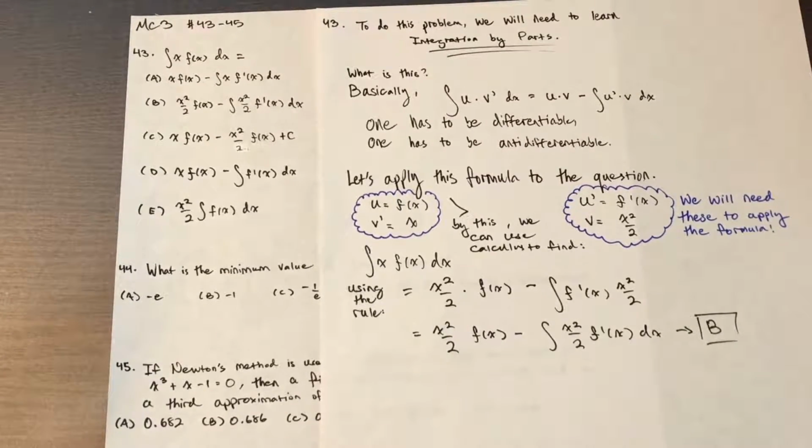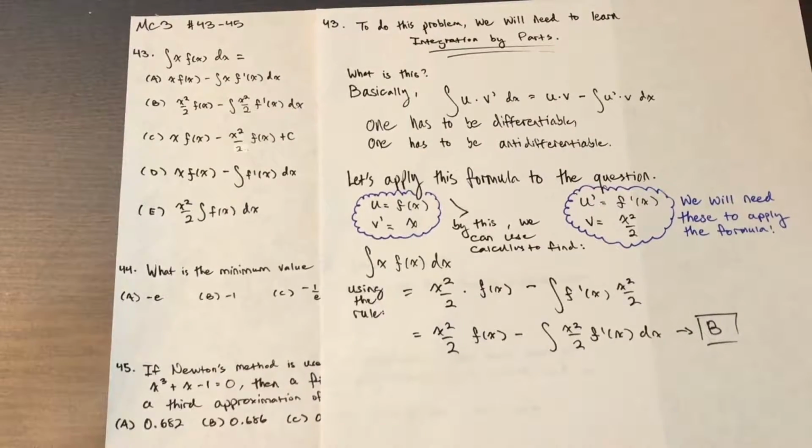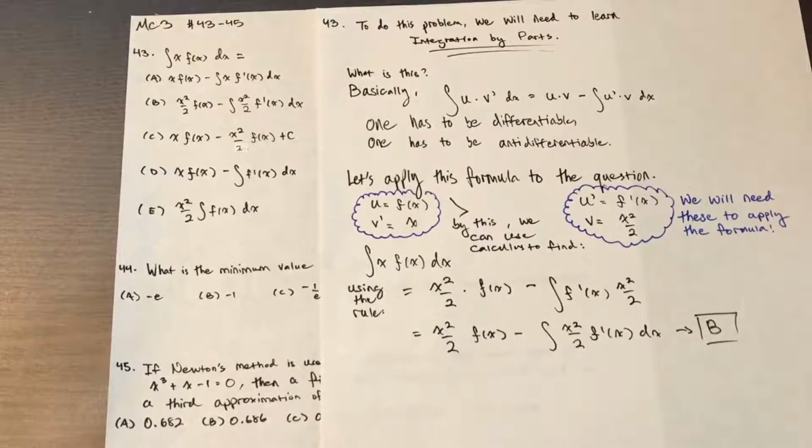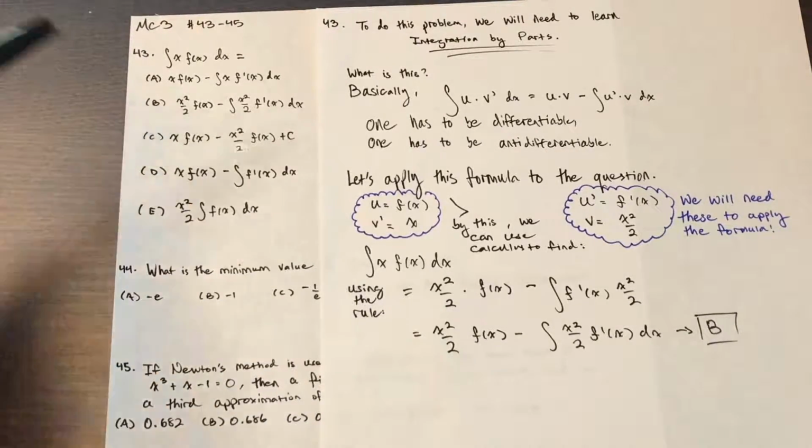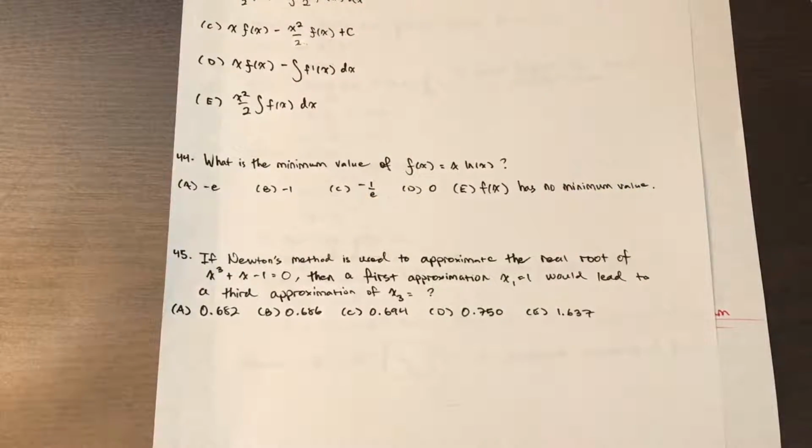Which means we have to rewrite our answer or simplify it. And when we do that, we find that the answer is x squared over 2 times f of x equals minus the integral of x squared over 2 times f prime of x dx, which is answer choice B. Question 44 asks, what is the minimum value of f of x equals x times ln x?